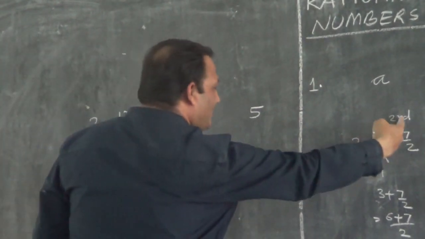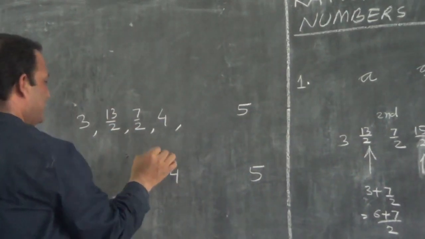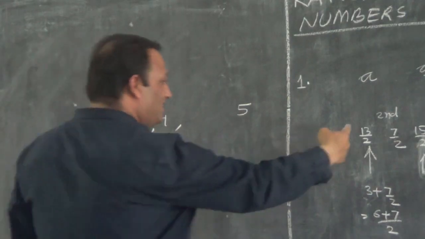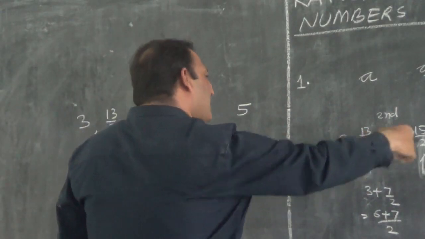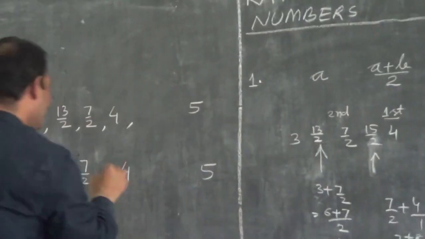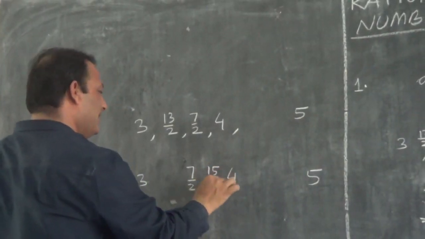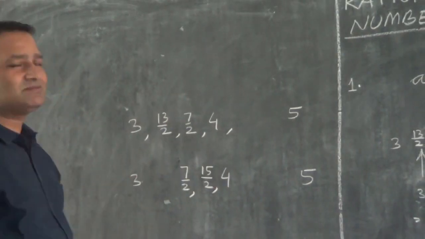My second number is 7 by 2. But my third number is not this one, sir. My third number I have got is 15 by 2. Yes, 15 by 2. I have to give marks here.